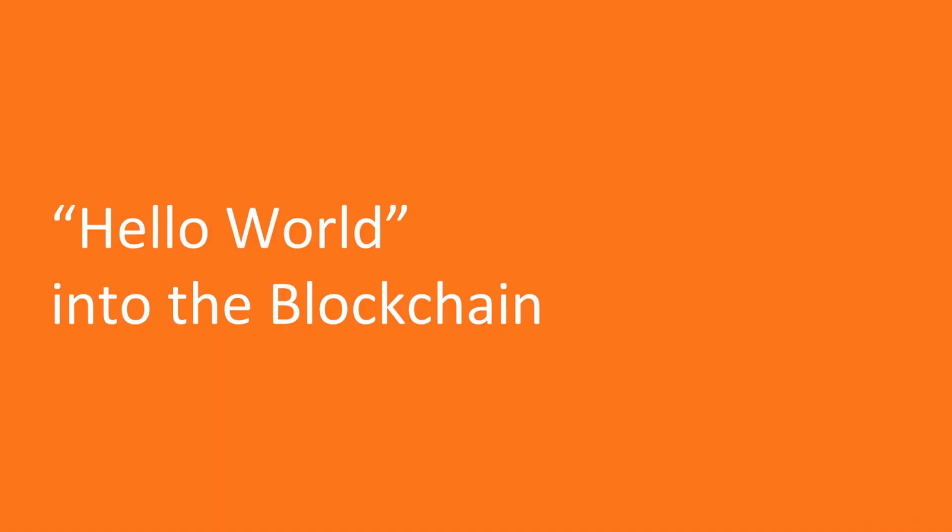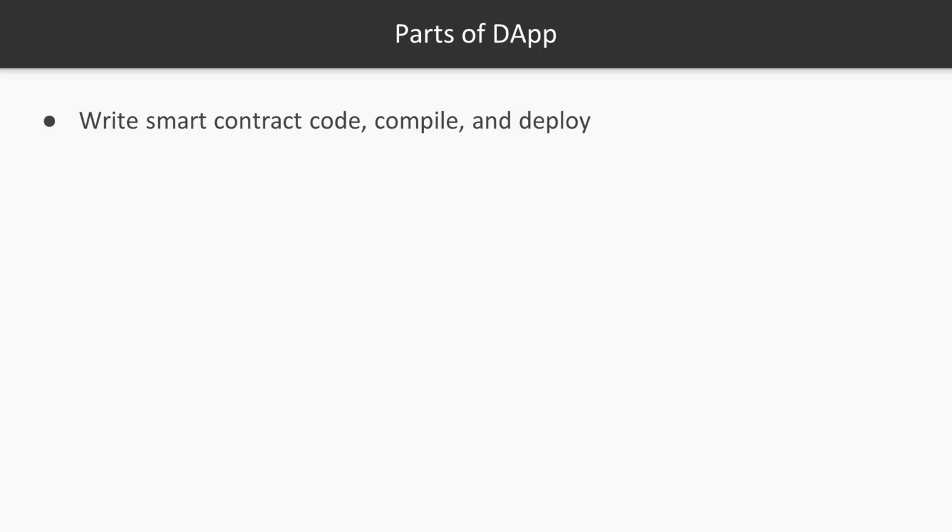Today in this video, we will be learning about how to create a simple decentralized application. We will be writing a smart contract for this decentralized application. It is a simple D app which takes the input from the front end and stores it into the blockchain. In this video, we will write the smart contract code using Solidity. We will compile it in Remix IDE, we will deploy it, and we will make the front end part of the D app and we will put these two together.